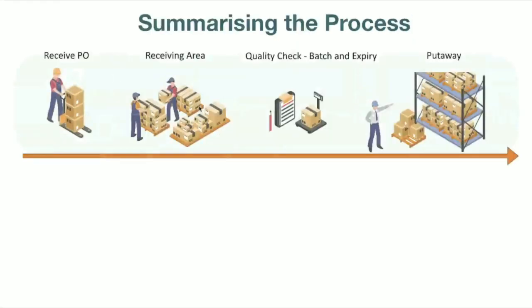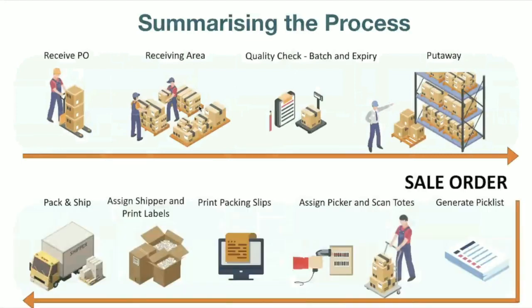So to summarize the process, you receive inventory, check it for quality, put it away in your shelves, and then when you receive a sale order, you start a picking process, print packing slips, assign a shipper, and then pack and ship.